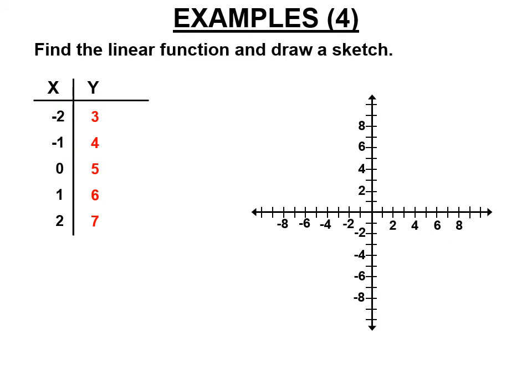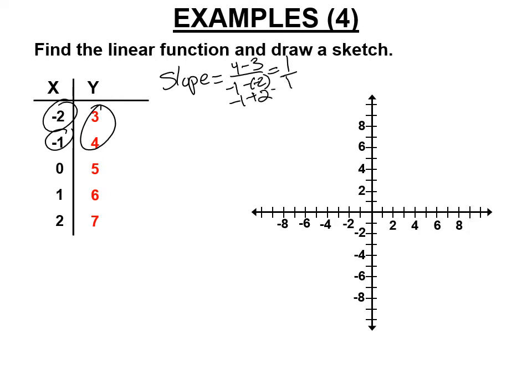Okay, so now you're going to put it all together. You're going to draw a little sketch of this. First, find the slope. So if we do 4 minus 3 up there and get 1, that means we have to do -1 minus -2 there, which is the same as -1 plus 2, which is 1. It's 1 over 1. The slope here is 1. The y-intercept is hiding right there at (0, 5). So we start at (0, 5). We do a slope of positive 1, right?